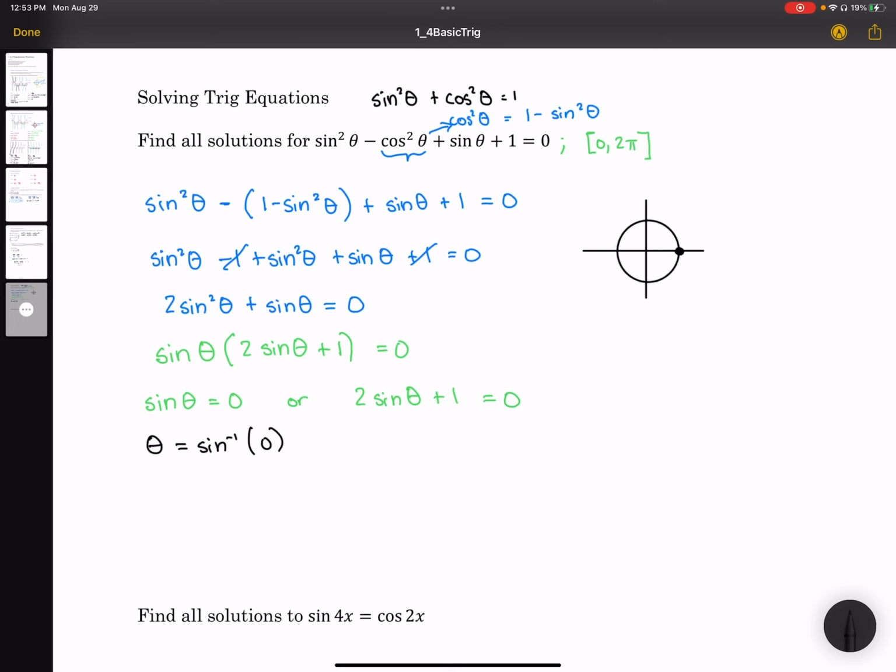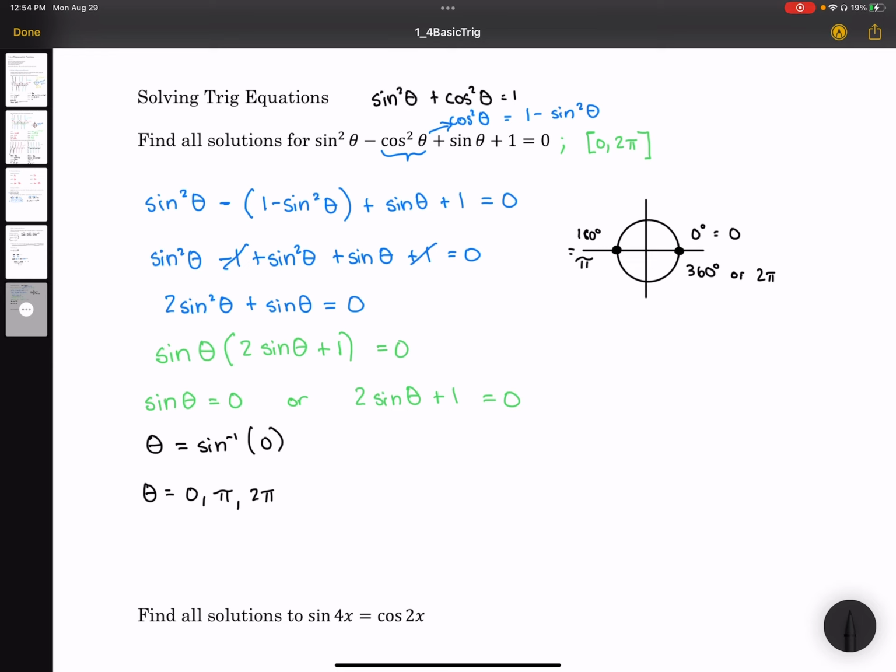Here, between 0 and 2 pi, we know the y value, or the sine value, is 0 at 0 degrees, which is also 0 radians. And sine is also 0 at 180 degrees, and that's the equivalent of pi radians. And as we travel back around the unit circle, we end up at 360 degrees or 2 pi radians. So in this case, theta could be 0, pi, or 2 pi.